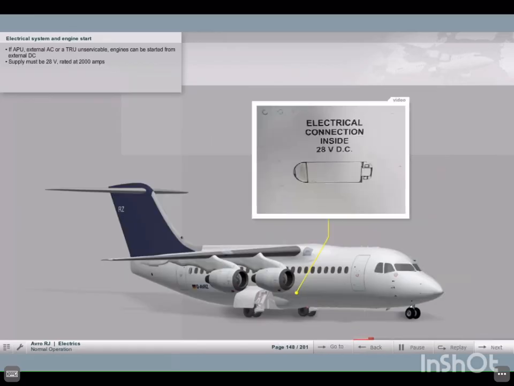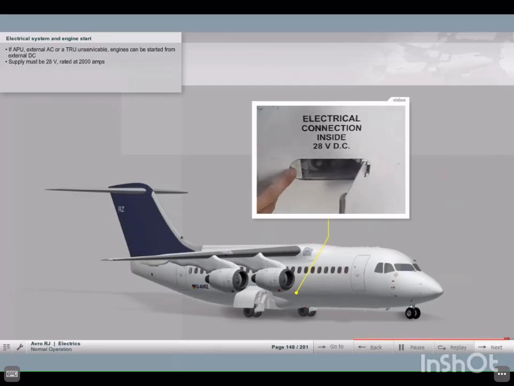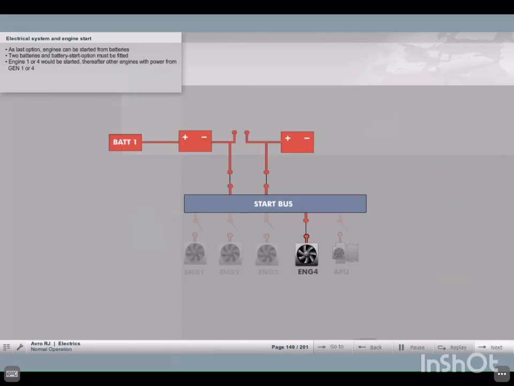Should both external AC and APU be unavailable or a TRU unserviceable, the engines can be started from external DC. The supply must be 28 volts and be rated at a minimum of 2000 amps. Battery power can be used to start an engine as last option if two batteries are fitted and this option was enabled. Engine 1 or 4 would be started, and thereafter the other engines with the respective engine generator.